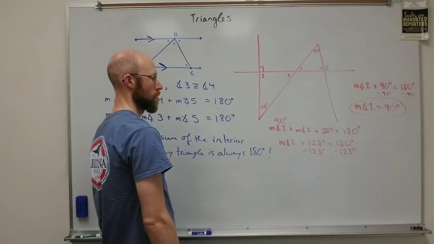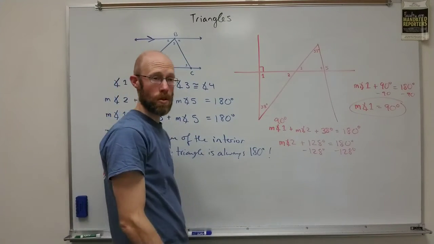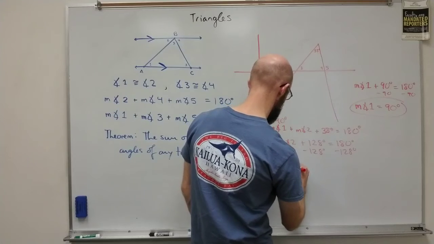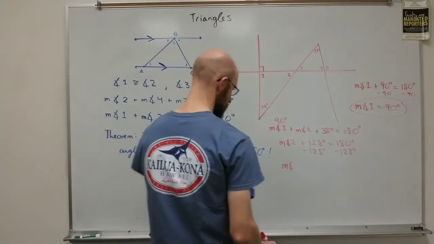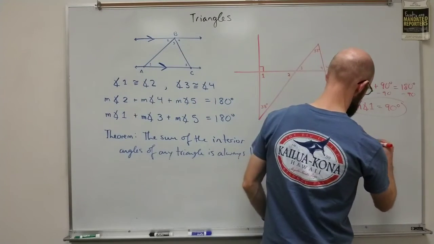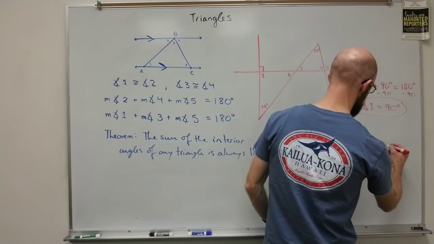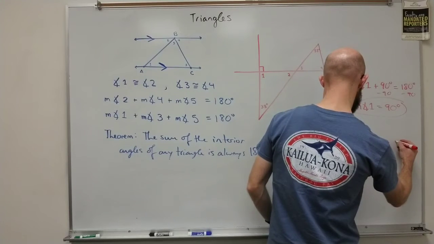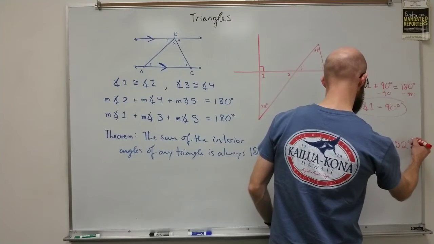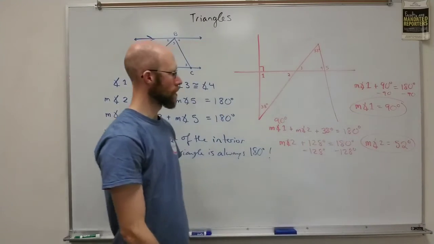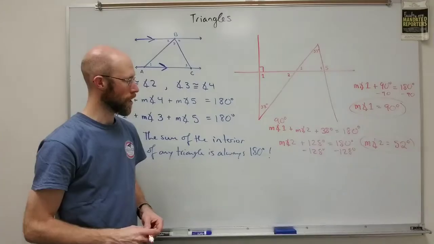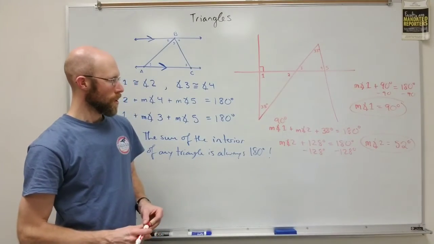And what's 180 minus 128? 52, right? So measure of angle 2, in fact, I'm going to put this off to the side. Measure of angle 2 is equal to 52 degrees. So that does give me a second angle now.